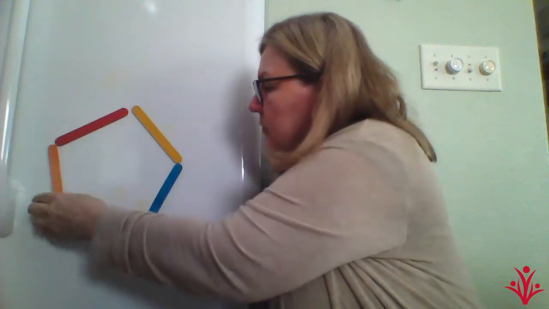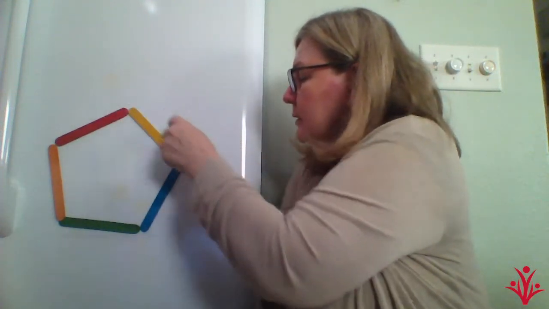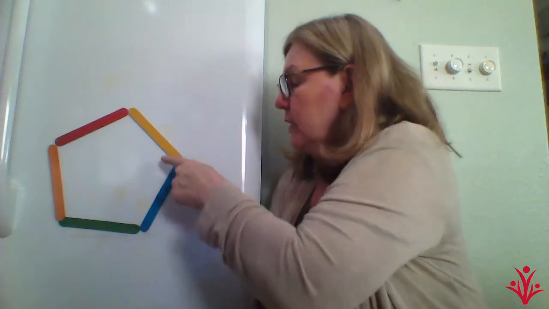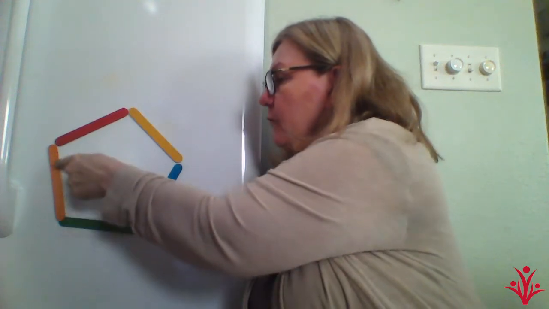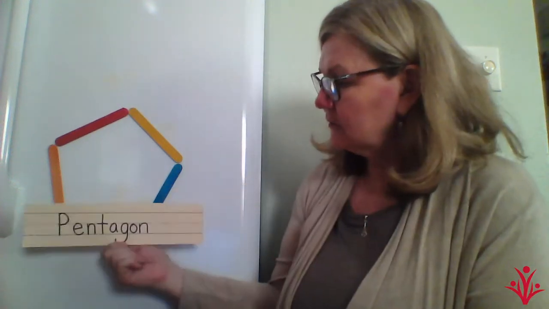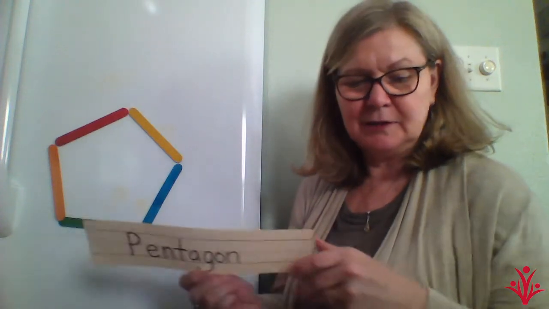Can you guess what this is? What does that look like to you? It has 1, 2, 3, 4, 5. This has 5 corners and 5 sides. 1, 2, 3, 4, 5. Can you guess? This is called a pentagon. That's a pentagon.